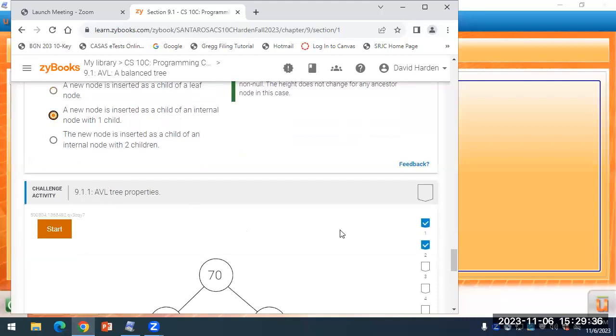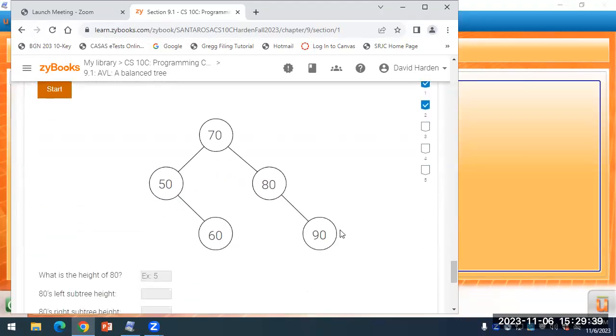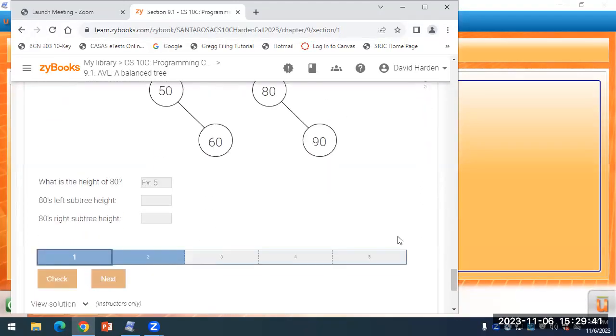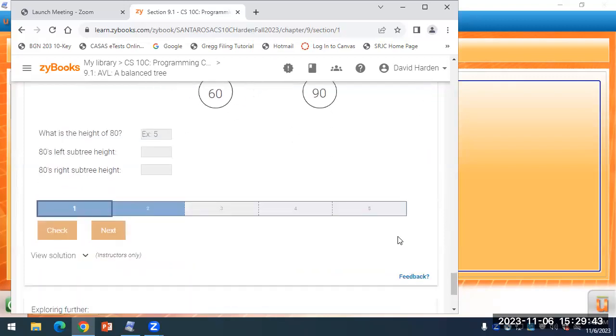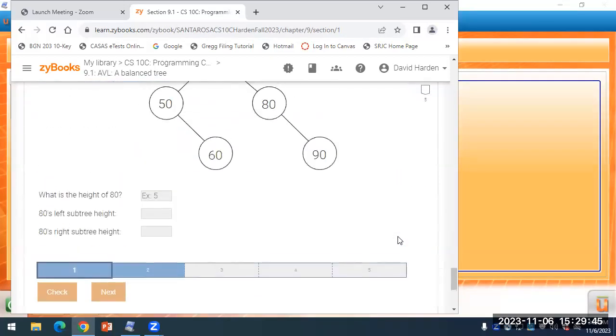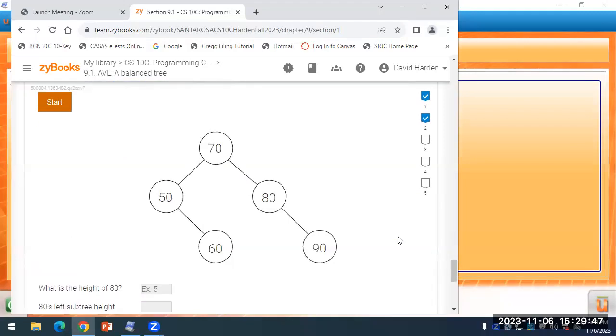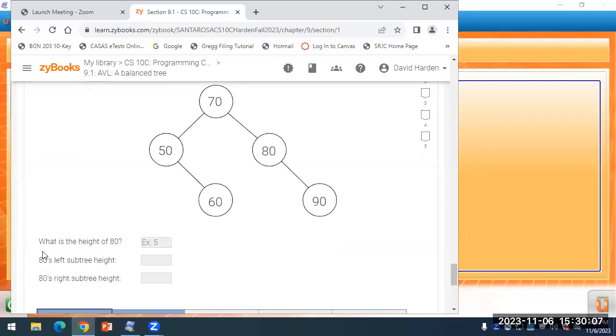Okay. How are we doing? Let's play with this a little more. I think this is the last one for this first section. So basically what we haven't talked about yet is how do we fix it when we insert a new node and it unbalances the tree, right? So that's sort of where we're heading. We're setting the groundwork for that first. But let's play around with this a little bit.